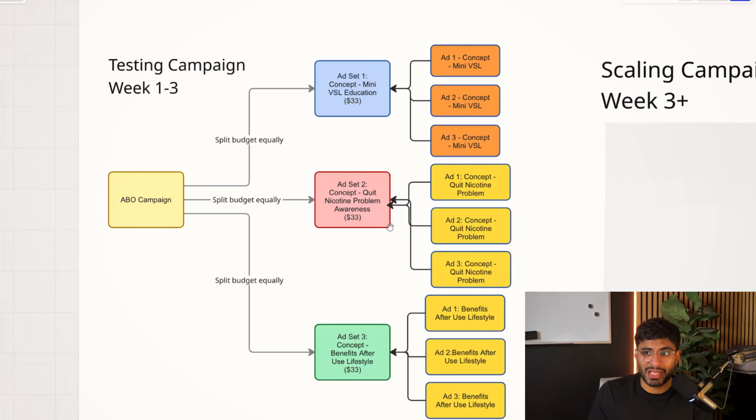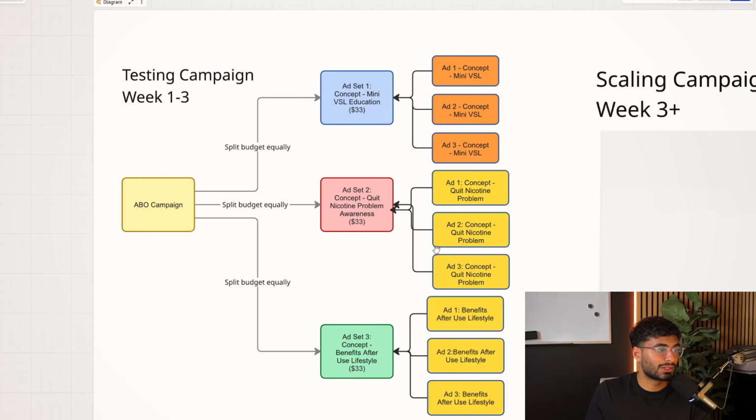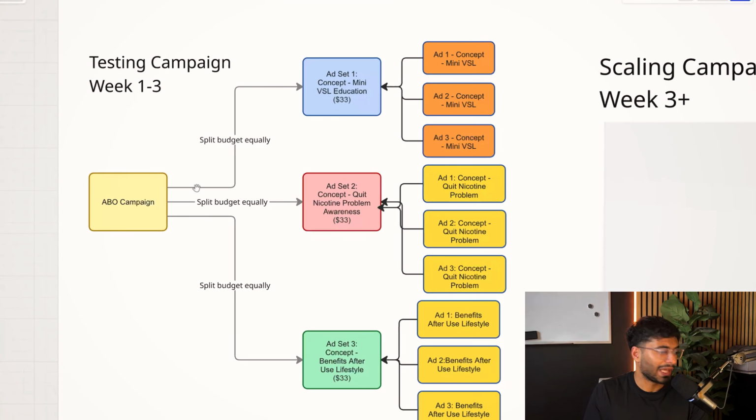My energy has been amazing. My sleep has been great. So that sort of stuff could be in ad set 3. So you could just apply this to whatever you're selling, whatever product or service you may be selling. And then the budget for this, we're going to split our budget equally.